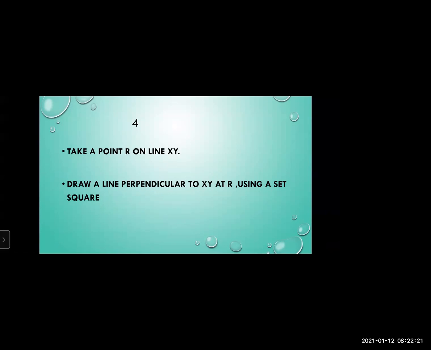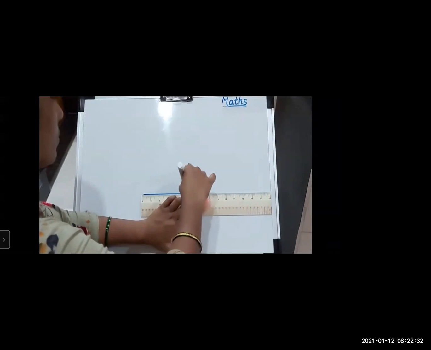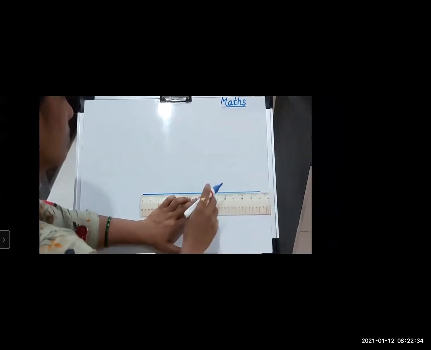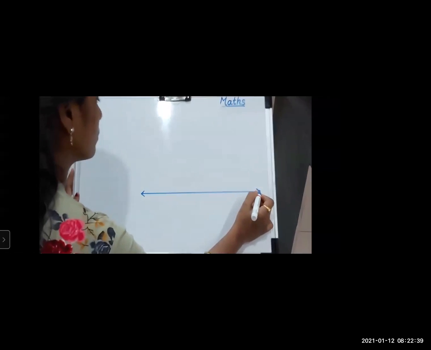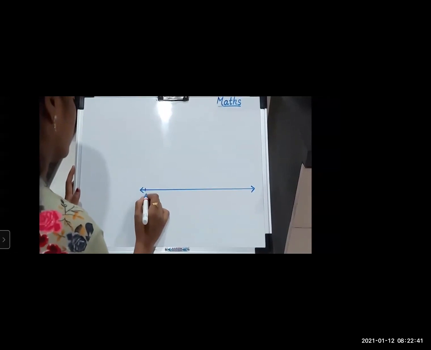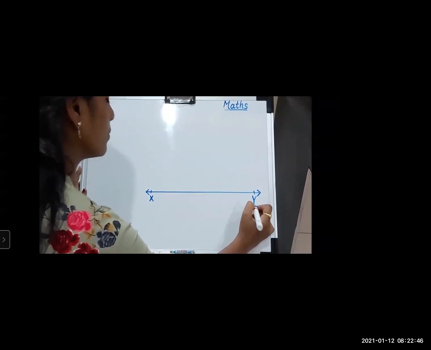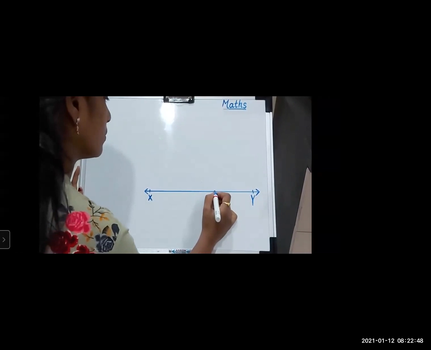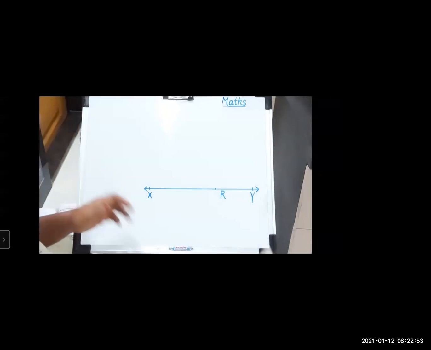But here the point is that we have to draw the perpendicular line when the point is given on the line. And that point is R. So let's see. Here I will draw one line, line XY. They have told us to give point R anywhere on line XY. So here I will give point R.